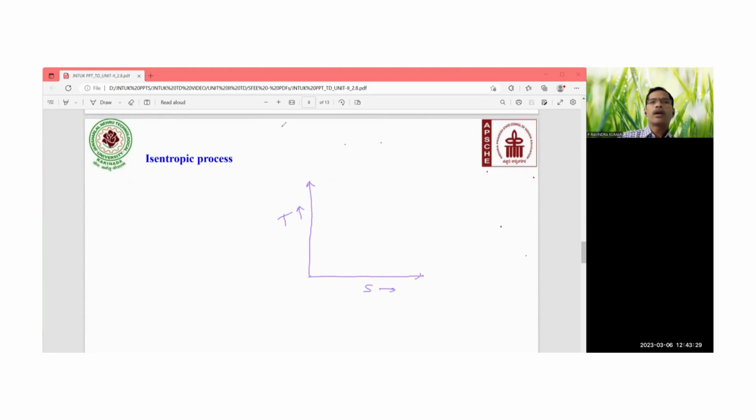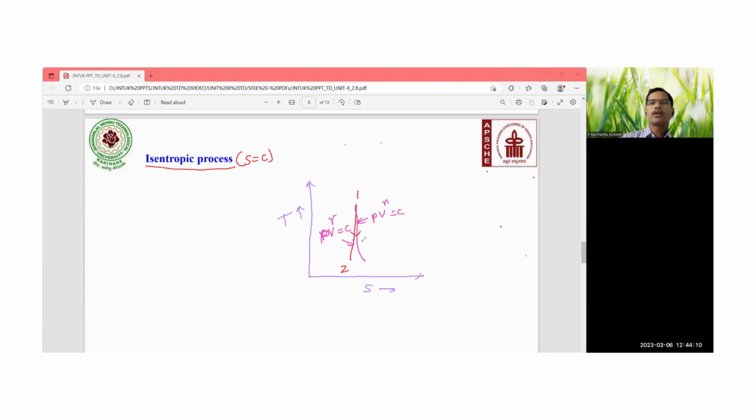So in case of an isentropic process, entropy remains constant, so you will get the line like this one. This is nothing but 1 to 2. Whereas for the case of a polytropic process, this is the equation. That means entropy is slightly going to increase. Whereas this one is nothing but PV to the power of gamma is equal to constant, right?